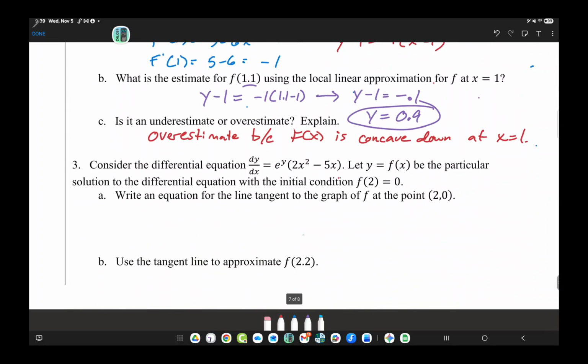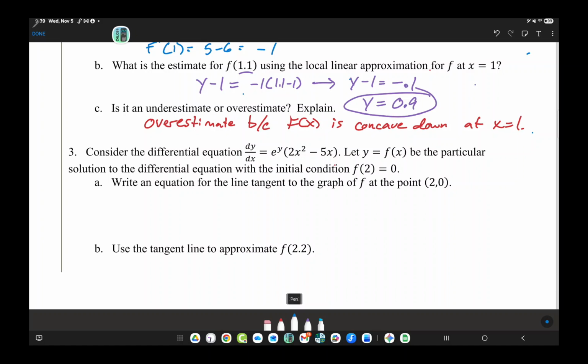Now, this last one looks a little bit complex, but the nice thing is this is the derivative of the function, and they give you your x, y, so you have a coordinate 2, 0 right here. So if they give you the derivative, all they want you to do is plug in the values for x and y. So that means the slope is equal to e to the 0, since y is 0, times 2, x is 2, so 2 squared minus 5 times 2. That gives you 1 times 8 minus 10, so negative 2.